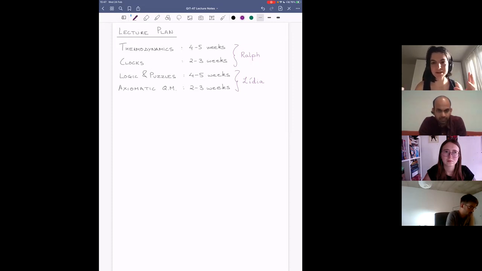So we'll find some quantum paradoxes. We'll see how to find a general framework to convey all these things, how we address quantum logic.